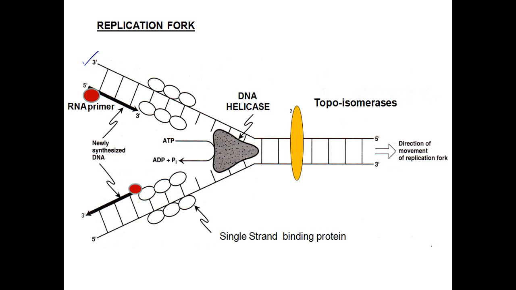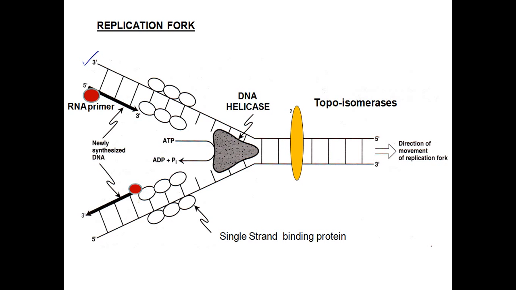See here, there is a short primer attached to this opened single strand DNA. This is called RNA primer. To start the replication process, we need a short RNA primer that comes and binds with this DNA on both the strands of DNA, and this starts the process of initiation of replication.